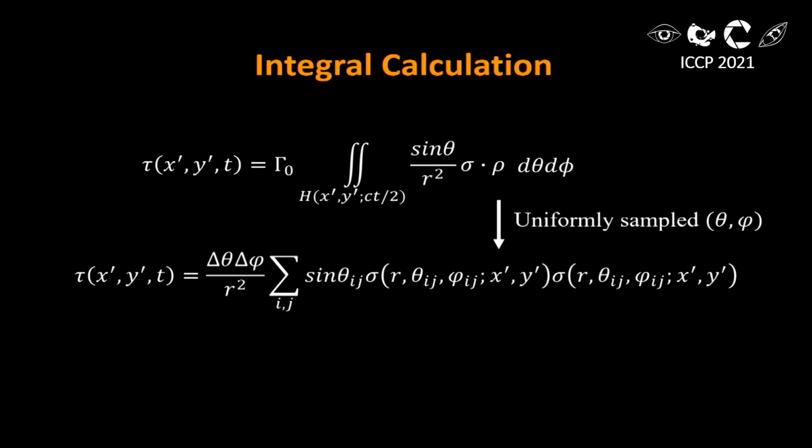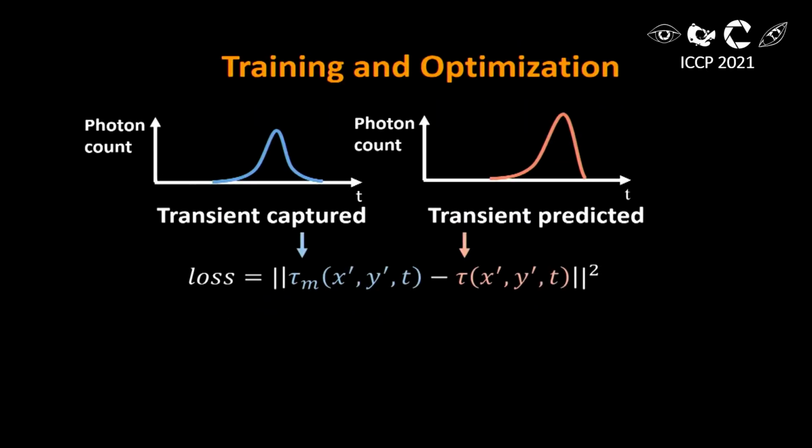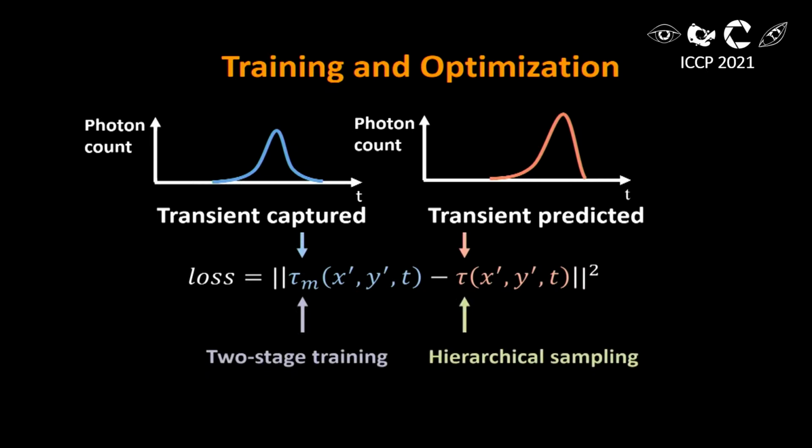Now let's see how we optimize our Neural Transient Fields. We use the L2 norm between the captured and predicted measurement as the loss function. In every training batch, we use a one-dimensional histogram from the whole 3D data. However, different from NeRF, in the NLOS setting, SPAD only captures a sparse set of spots on the wall. So, we propose a two-stage training strategy in order to improve performance. First, let's see how to deal with the training bias with two-stage training.